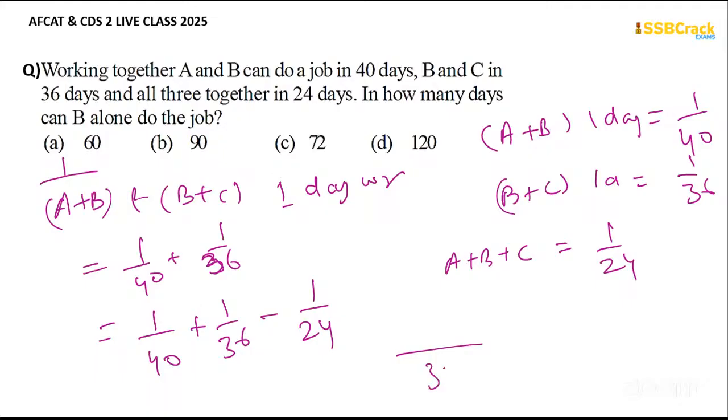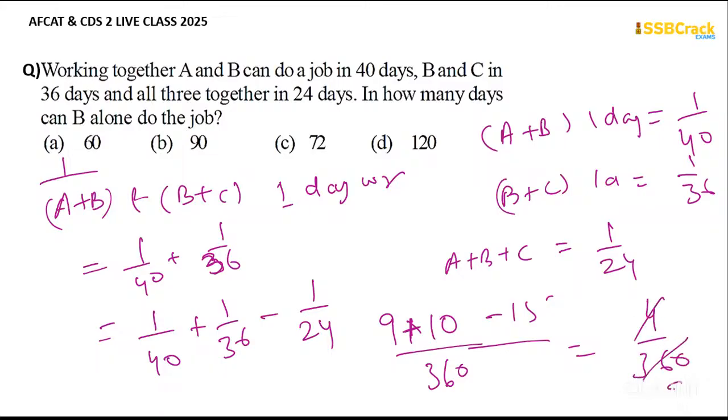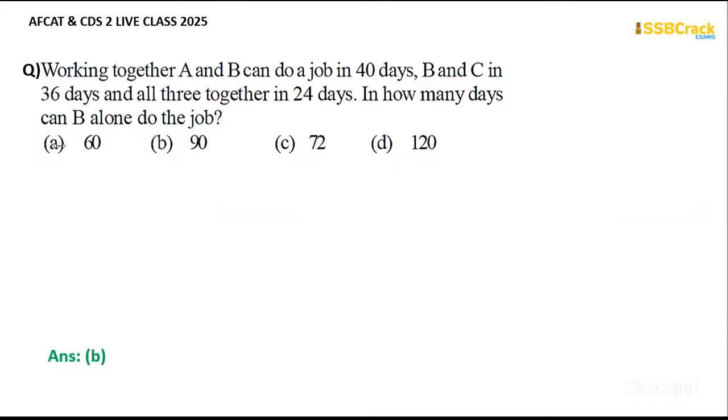We are not taking the LCM, we are taking 360. Then 40 goes 9 times, 36 goes 10 times, and 24 goes 15 times. All right. So it is 19 minus 15, which is 4 upon 360. So 9 times, B can alone do it in 90 days. That's it. So option number B should be the correct answer. So it is B. All right.